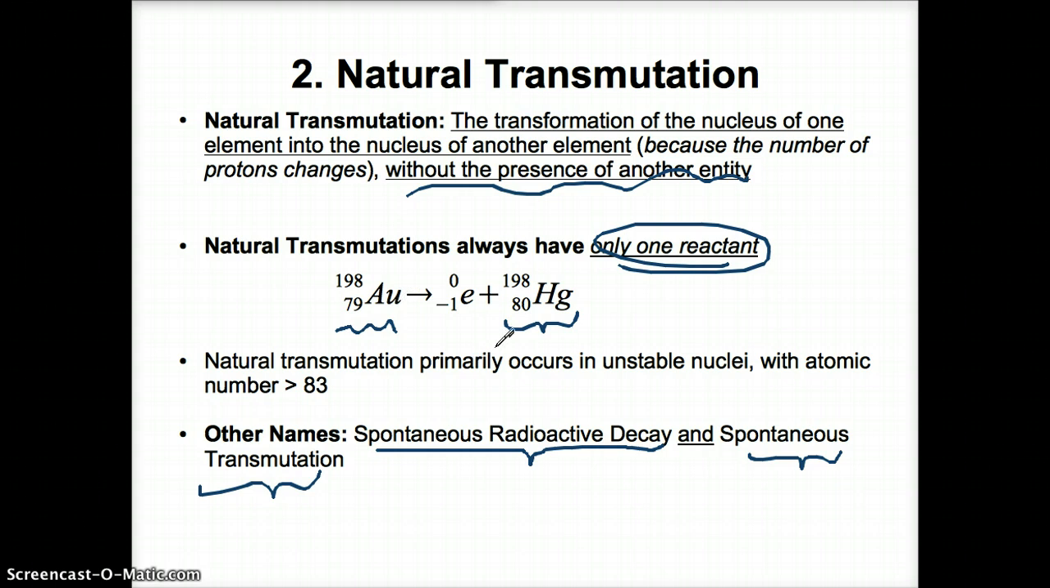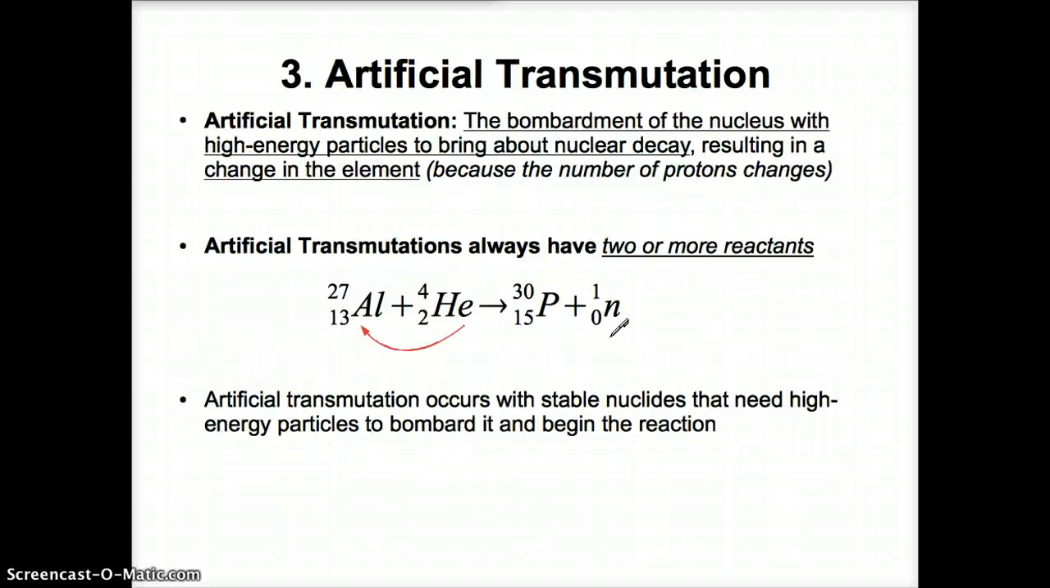Natural transmutation mainly occurs in unstable nuclei with atomic numbers greater than 83, so they basically decay on their own. The way you can think about natural transmutation is that it always has one reactant, an unstable heavy nuclide, decaying on its own because it's unstable in some way to form a new element. Alpha, beta, gamma, and positron decay are all examples of natural transmutation.